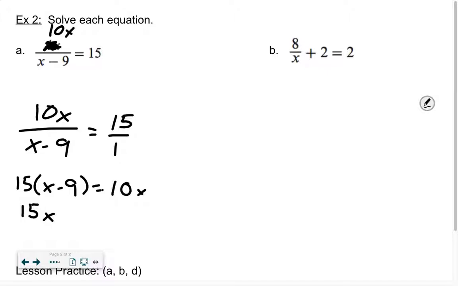$145? No. 135. 141? 135. I'll get it right. Yeah. 135. I need to subtract 15, not 5.